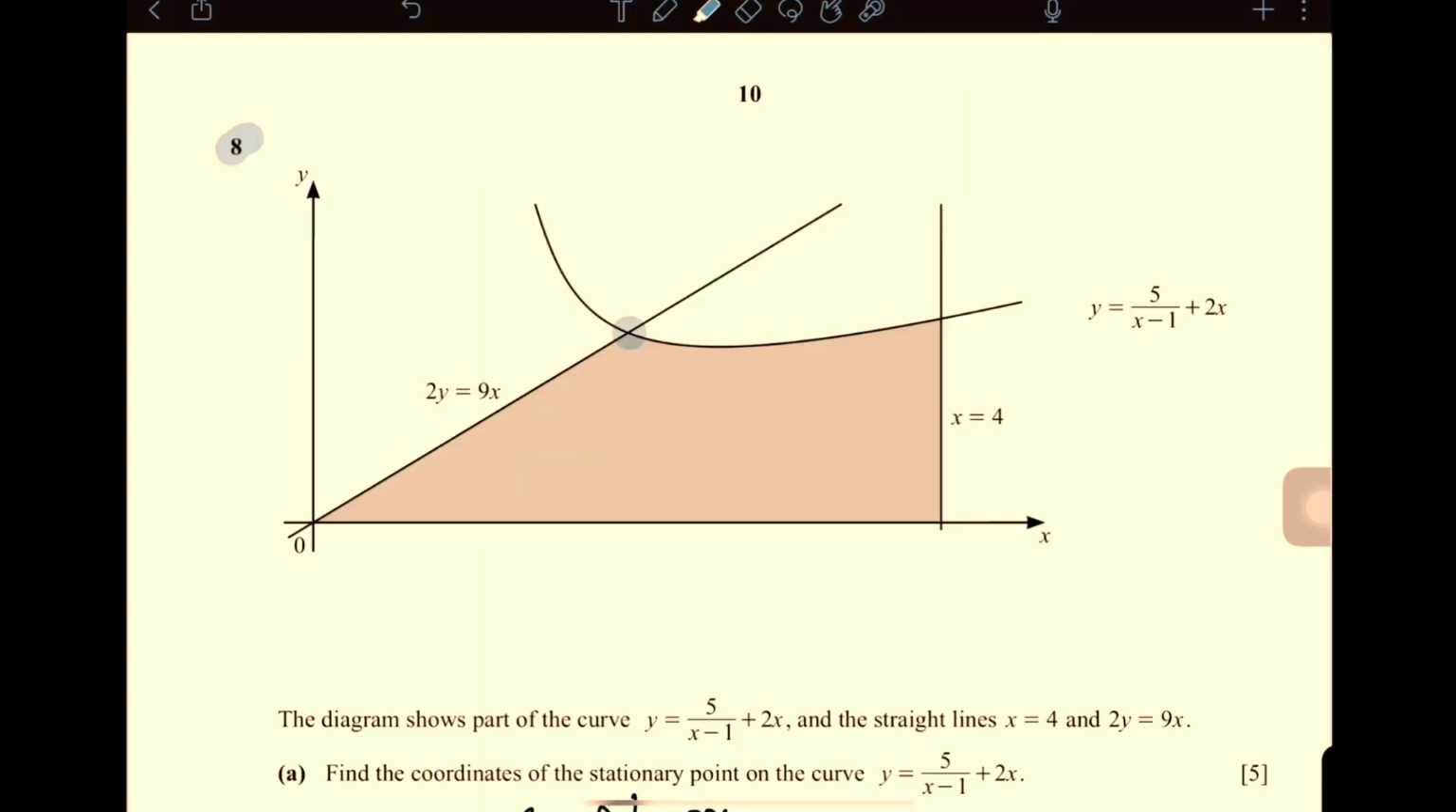Given that the curve and the line 2y equals 9x intersect at the point (2, 9), find the area of the shaded region. So they are meeting at (2, 9) at this point. Now we need to find out the area. So there's two parts. One part is the triangle, that is 2 by 9.